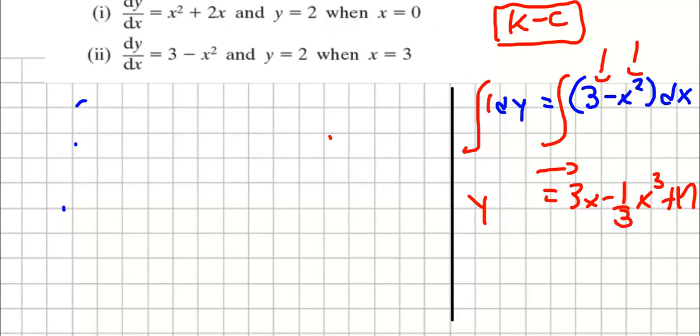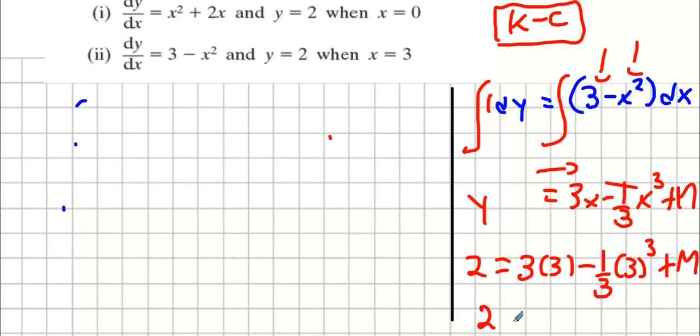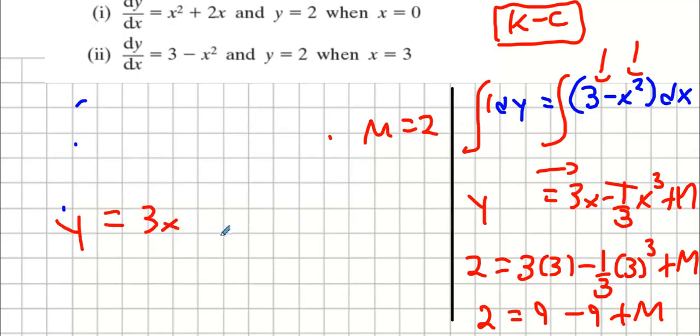Okay. Now, what does it tell us? When y is 2, what's the x value? The x value is 3. Now, this means that y is 2. That's 9. Take away 9 plus m. This implies that m is actually 2. Implies that y on its own is 3x minus 1/3 x cubed plus 2.